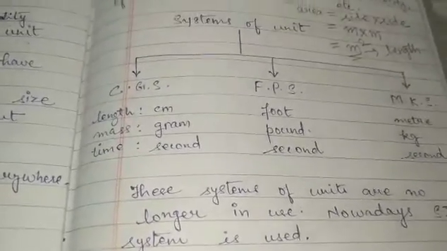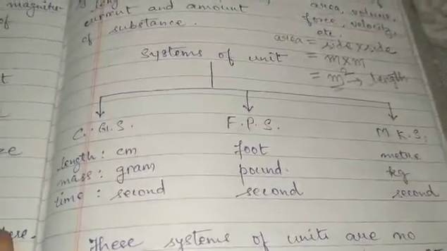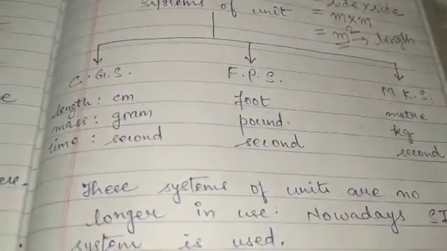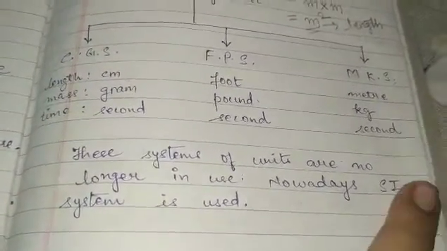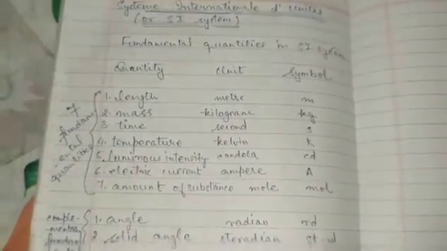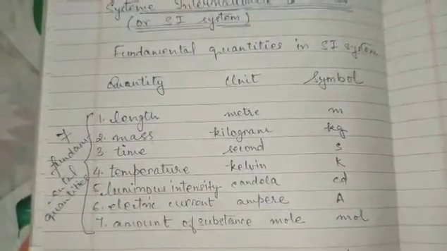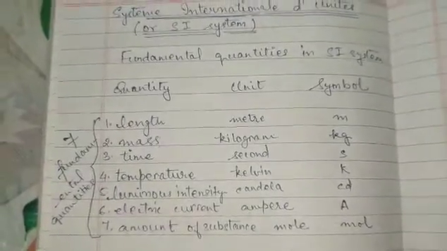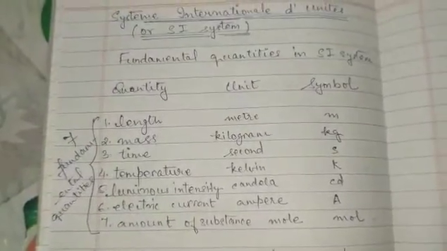Alright, so these are the three systems which you were studying till now, but actually these systems are obsolete. They are not in use nowadays, and these days we use another system of units, that is the SI system. So let us discuss something about the SI system. The SI system says that there are 7 fundamental quantities. Instead of talking about just 3, length, mass and time, here they talk about 7 fundamental quantities. They are length, mass, time, temperature, luminous intensity, electric current and the amount of substance.